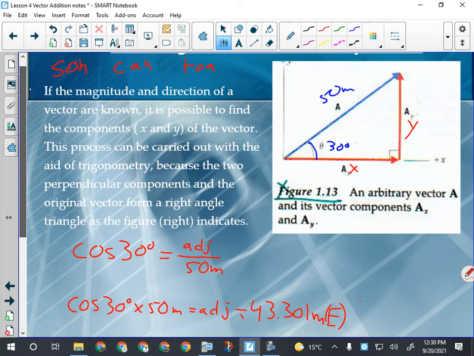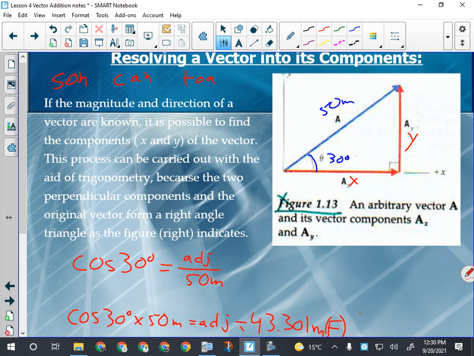So now I know the two sides of this triangle. I know this one is 43.301 meters, and this one is 25 meters. Now I know how far over and how far up that vector I was originally given goes. Because I haven't told you the whole story, you're probably looking at that and going, so how does that help me? Here's how it's going to help you.